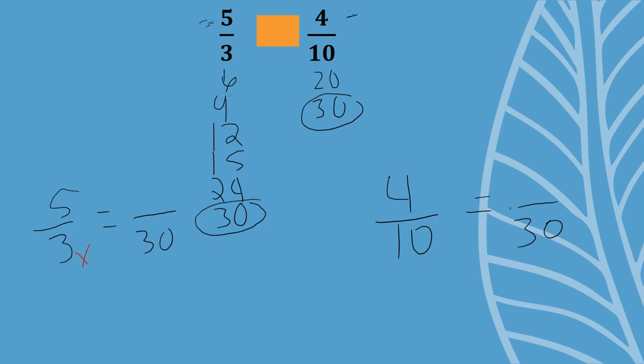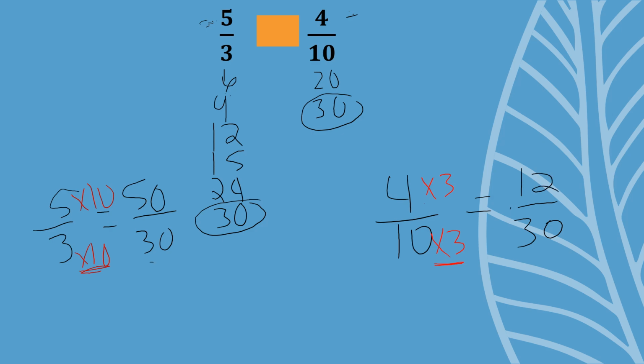All right, so how do we make 3 become 30? 3 times what? 10. Whatever I do to the bottom, I do to the top. So what's 5 times 10? 50. 4 tenths. How do I make 10 become 30? Times 3. Whatever you do at the bottom, you do to the top. And so my new numerator is 4 times 3, 12.